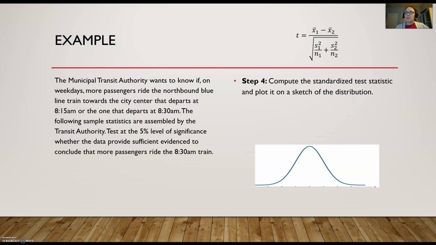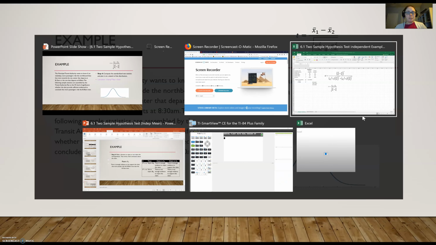In step 4, this is when I start getting into the calculating. This is what my t-score formula looks like here because they didn't tell me the variances were equal, so I'm going to assume they're not. And I'm going to use this formula. In my calculator, I'm going to go to my list of tests and use the 2-sample t-test for stats. Excel's going to be a little bit more work, so we'll do that one second. So let's flip over to the calculator.